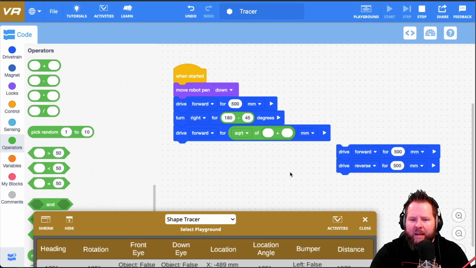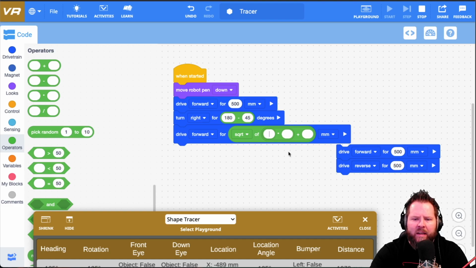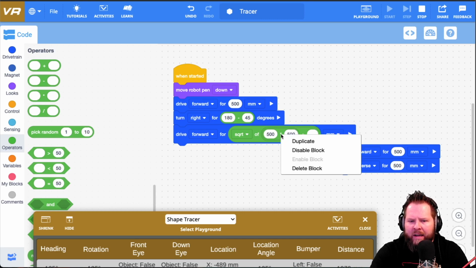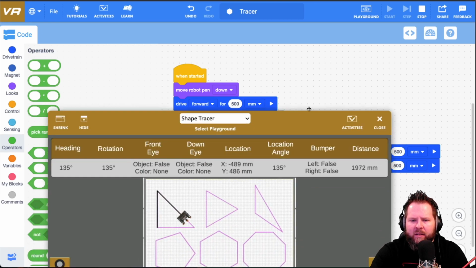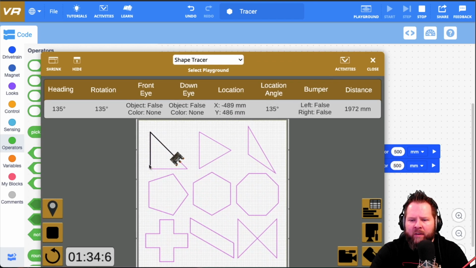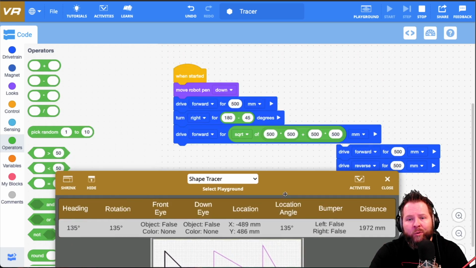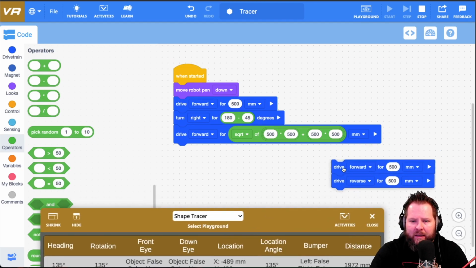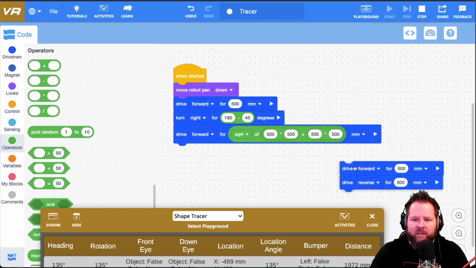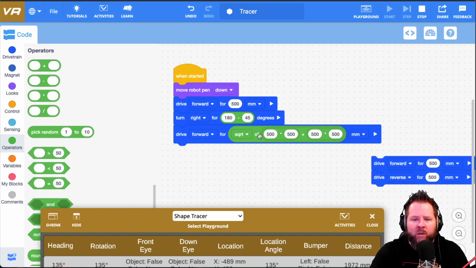All right. And there is no squared in here, so we're just going to do the multiplier. I'll use this little asterisk, multiply. So I'm going to do 500 times 500. That's the same as 500 squared. And look, I can right click in there and say duplicate. And I got 500 times 500, which is 500 squared, plus 500 squared. And the square root of that sum is the distance of my hypotenuse. So that should take me the full distance.